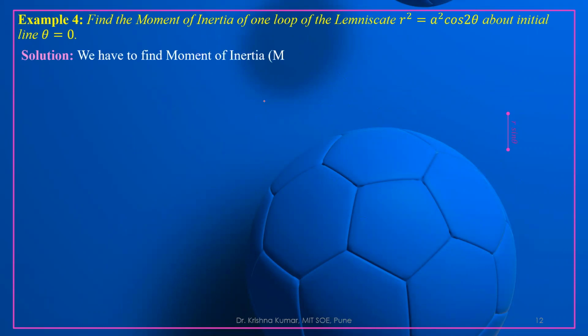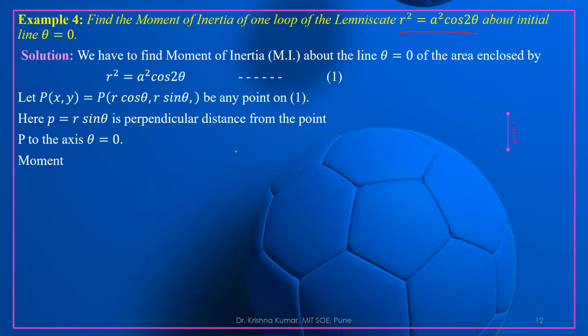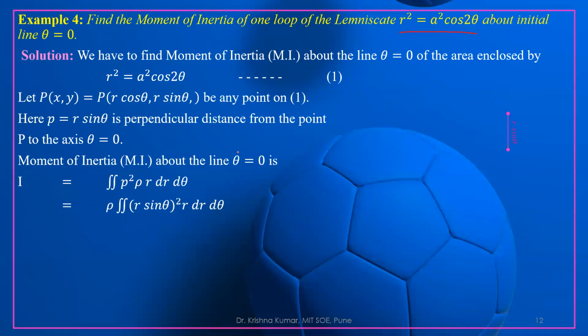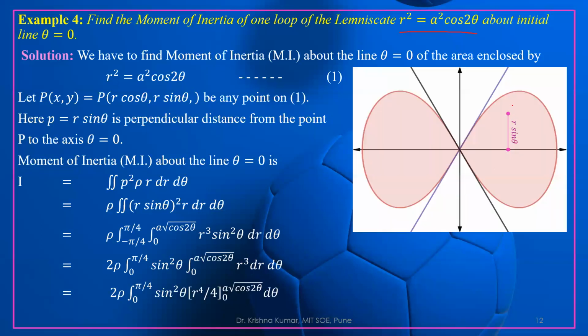Similarly, we have also given the lemniscate. We have to find out the moment of inertia of the lemniscate about the initial line theta equal to 0. We have the same procedure. I won't discuss much more about this part. Only here, just look here, about the initial line means what? There is a point P, r cos theta, r sin theta. So what is the distance from this point to this line? It is r sin theta. So we have to use the formula p square rho r dr d theta. So here we have considered rho. If rho is not considered, then also it's okay. But I have taken the example when we consider the rho.